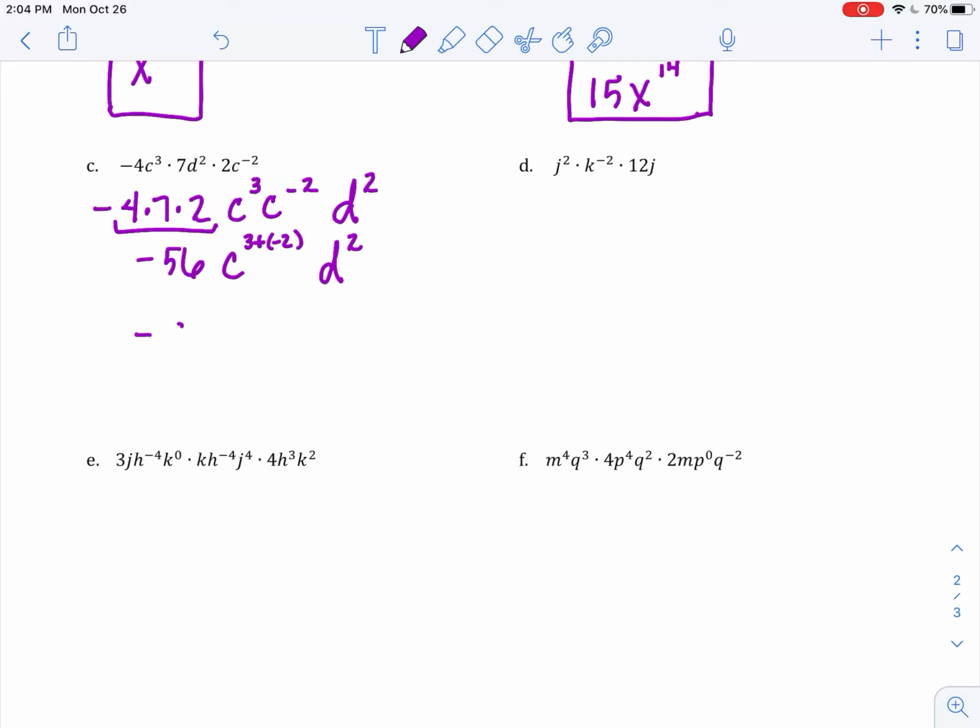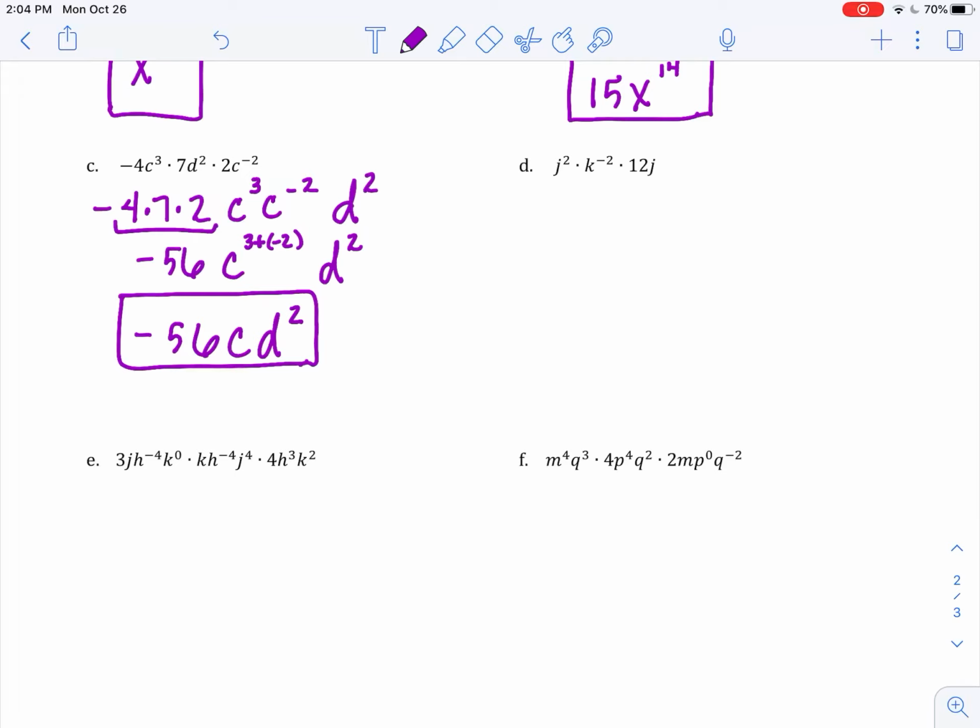All right, so what do we really have? We have -56 c to the first power, right? 3 and a -2 make a +1, so I'm going to leave that invisible, and d squared. So I like to write everything in alphabetical order. I can't remember if the software I'm using does that or not, but I like to do that. But since multiplication is commutative, we don't really have to write in the order I just did, but you could.